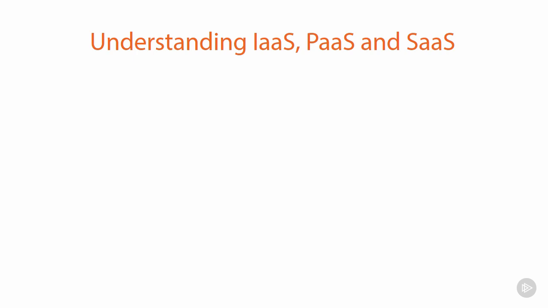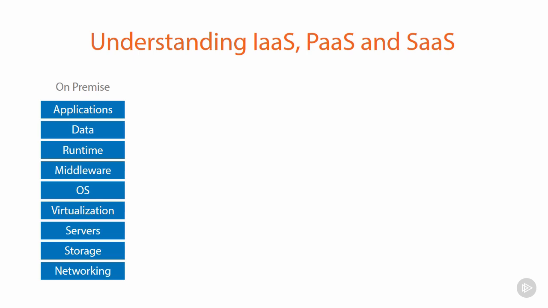Let me show you how I define these three models. And in fact, we'll start by looking at the old way of doing things, the on-premise model. So let's think about everything that you actually have to manage in an on-premise data center. Everything from the networking through to the storage, obviously the servers themselves, if you're using any virtualization, and then the operating system, the middleware, things like the web server or the database server, runtime, data, applications, all of the software which then actually runs on this underlying infrastructure. And all of it is your responsibility. You, as the organization running this on-premise data center, are responsible for the whole lot.